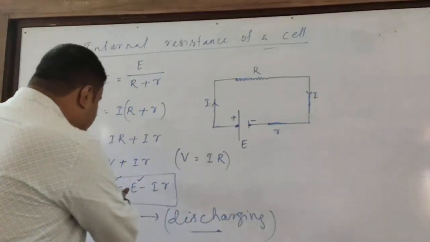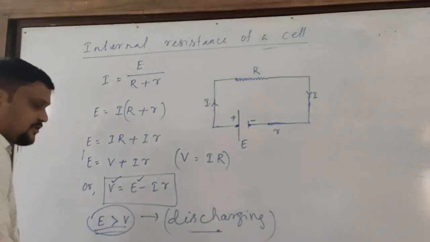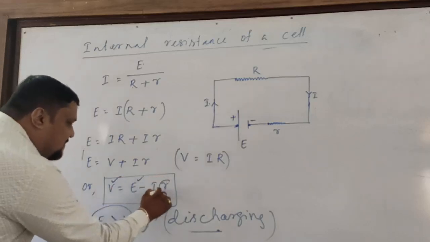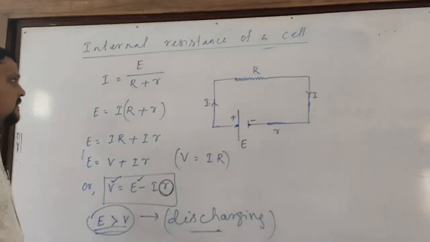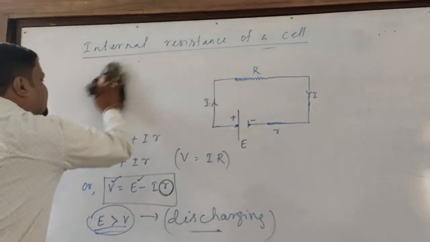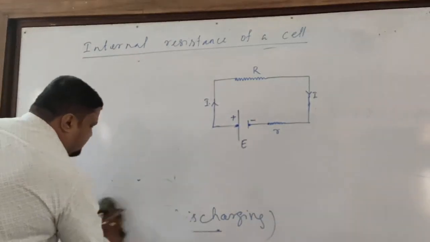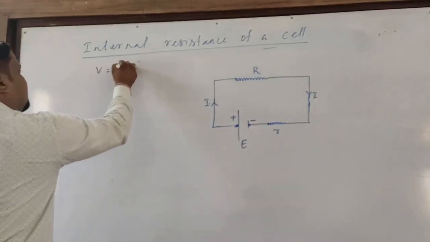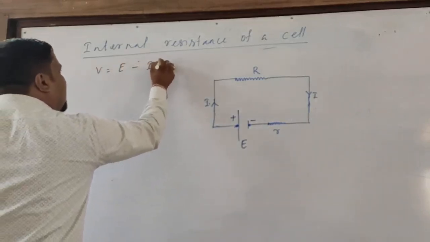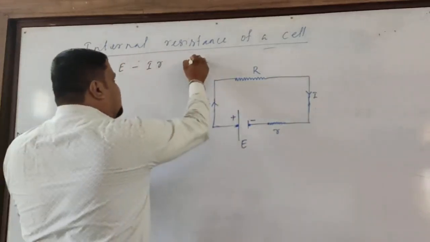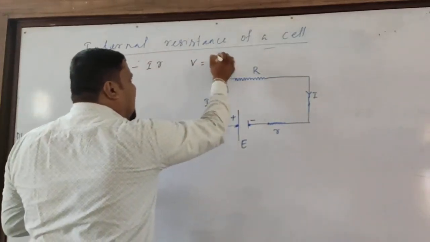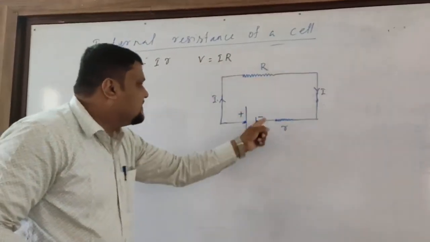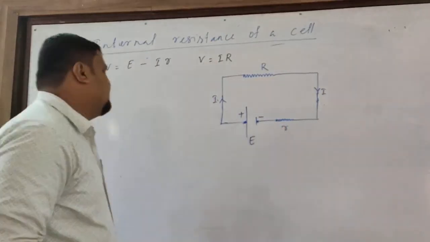We got the relation for V and E. So V is equal to E minus IR. From here, I will find the expression for the internal resistance. See this expression: V is equal to E minus IR. From this expression, you already know that the potential difference comes across your external resistance. It does not come across the internal resistance. This is inside the cell.